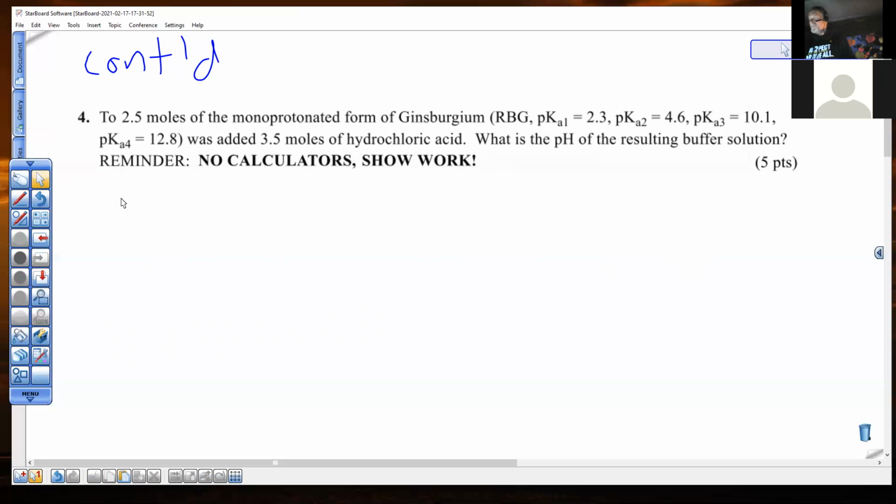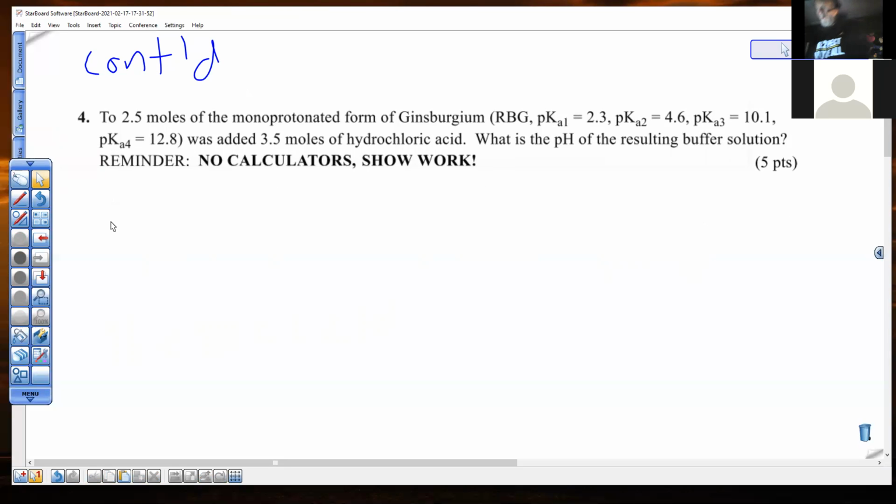So before I even start, I don't even read this question when I realize this is the buffer problem, because it'll have this exact same words. It'll end with no calculator show work. I'll change the name here. I'll change these numbers. You don't know how many numbers I'm going to give you.